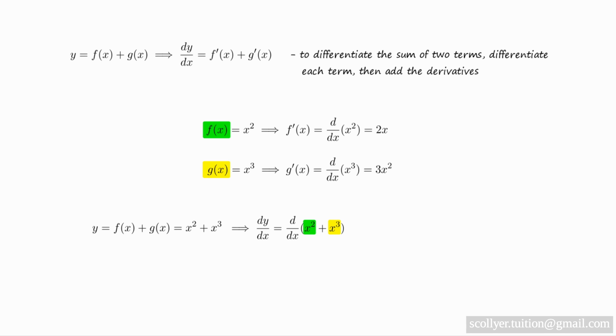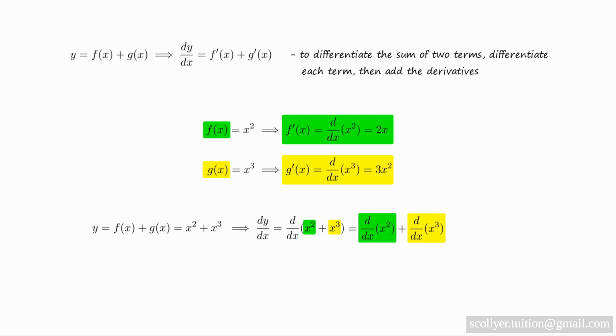And due to the result that we have just proven, we can split the single derivative into the sum of two derivatives, as so. And we note that d by dx of x squared is f dashed of x, which is 2x, and that d by dx of x cubed is g dashed of x, which is 3x squared. And so finally we have that dy by dx equals 2x plus 3x squared.